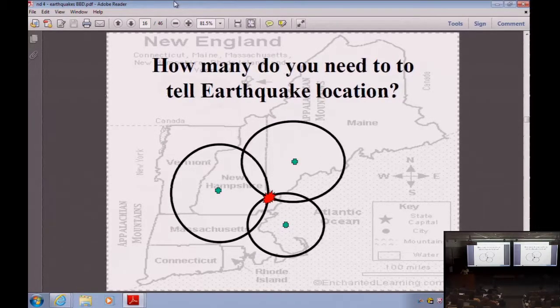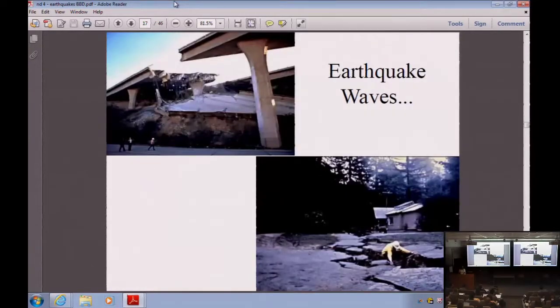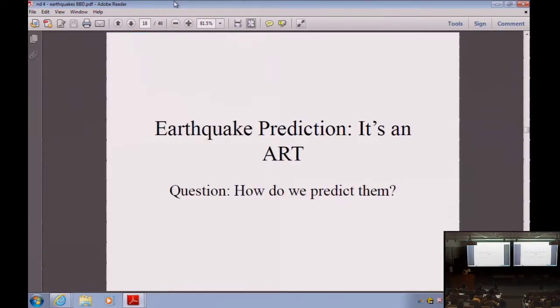So we have this global teleseism network. Let's look a little bit more about the waves, really from a qualitative and from a land use point of view. We'll look at what happens in these waves when they are going through the subsurface. And now, we're going to look at how we can predict earthquakes.